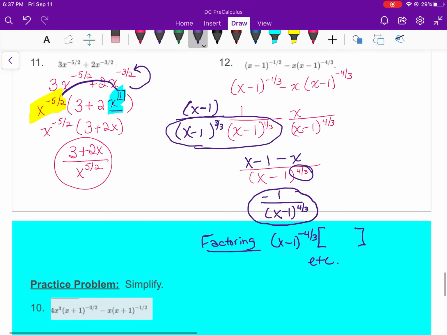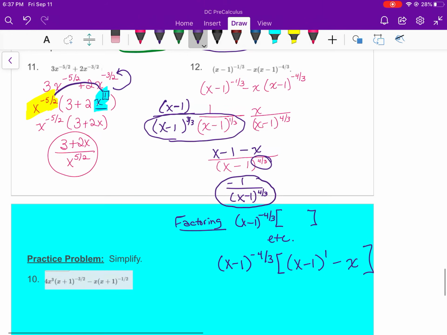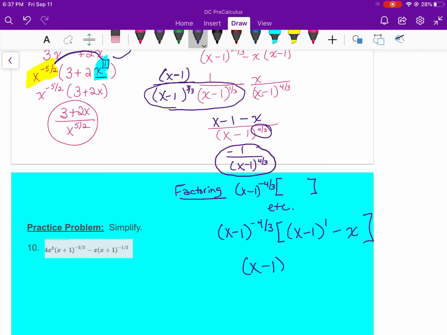You could also do this problem by factoring. So I didn't finish this in class because we wanted to have time to take our quiz. But if I factor, I'm going to be taking out the lower power, which is negative 4/3. So I'm going to be doing x minus 1 to the 1st, because if I add 3/3 to negative 4/3, I'll have negative 1/3 left. And then I just have a minus x here. And then I can write the answer that way.